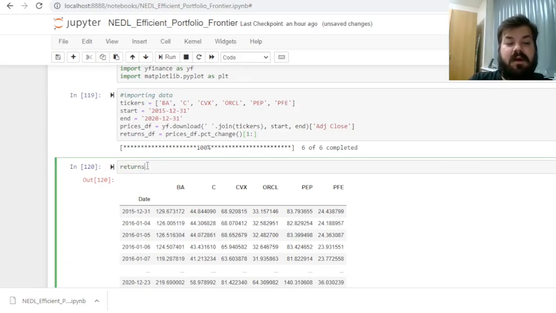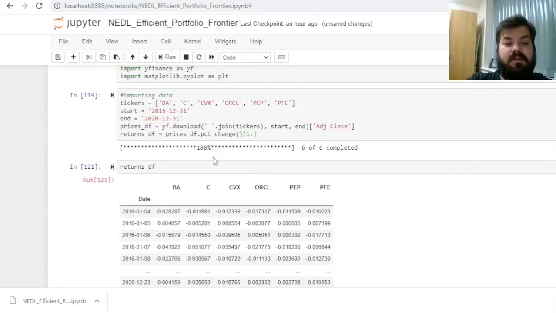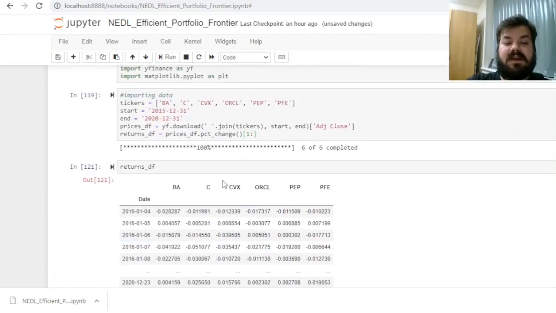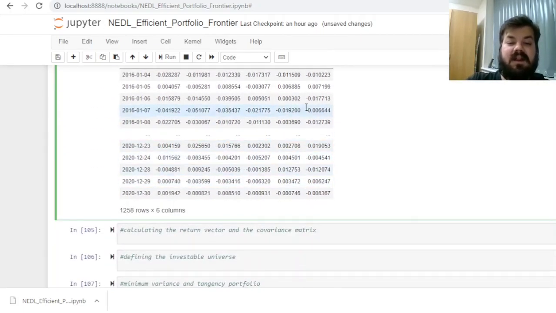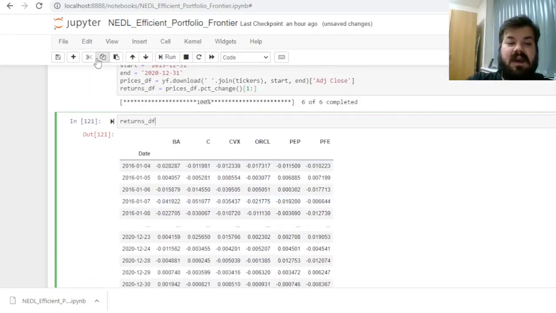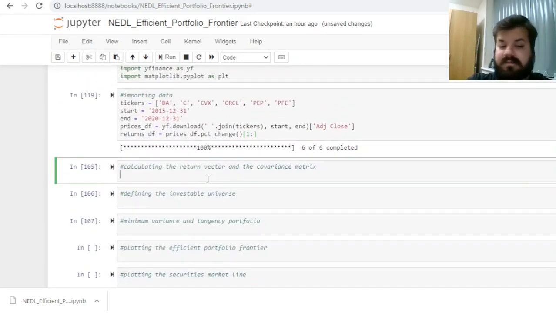And in terms of our returns data frame, we would have 1 less observation, and we would have 1,258 daily returns for all 6 of our stocks. And given the fact that we've got no NAs, all of these stocks have been trading consistently across the 5-year period, we don't need to do any cleansing. If you need it, you could just drop NAs for the days. However, here we don't need to do anything like that.